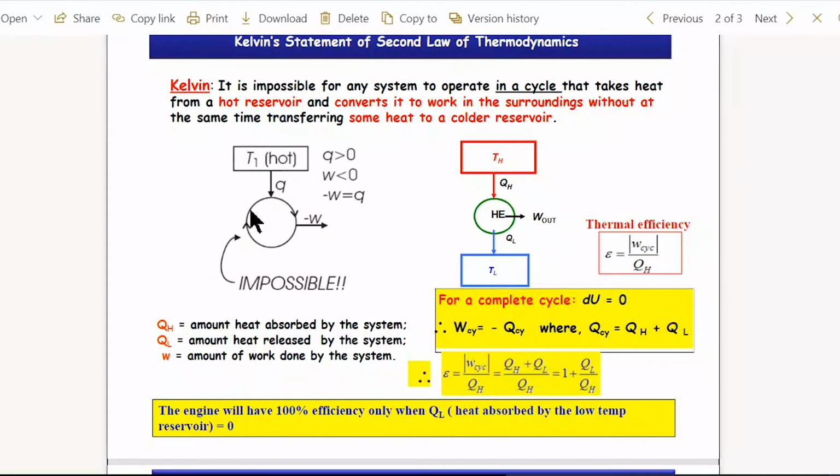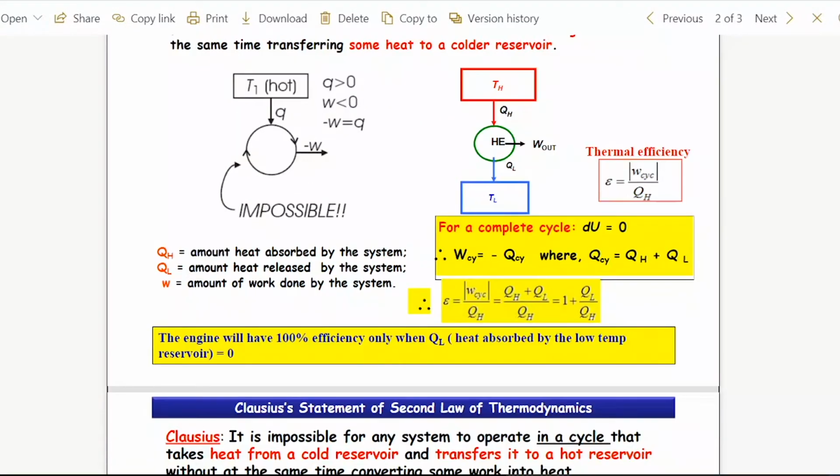So what is it saying? You cannot have a system operating in cycle that takes heat from the hot reservoir and continuously converts that into work in the surroundings without at the same time transferring some amount of heat to the cold reservoir. So this is the impossible system. For it to be possible, we have to have an amount of QL rejected to a low temperature reservoir. All the way I have written minus plus sign.